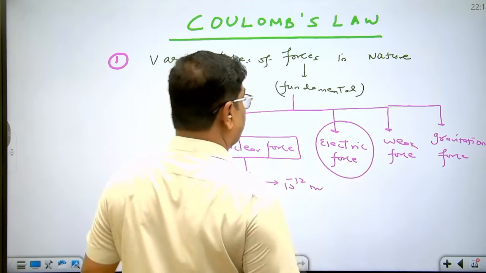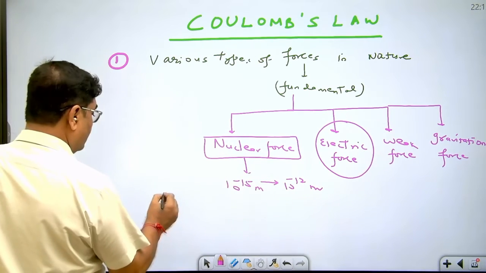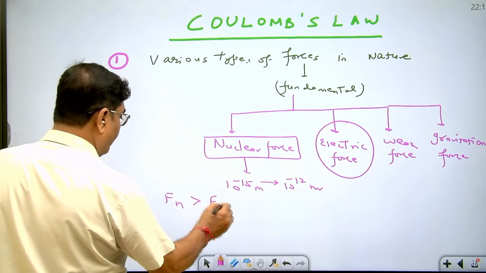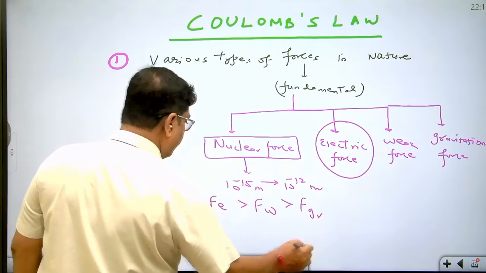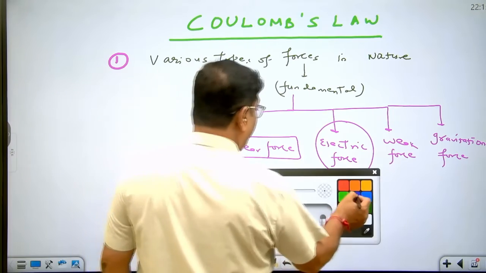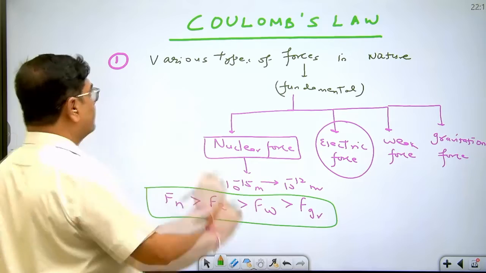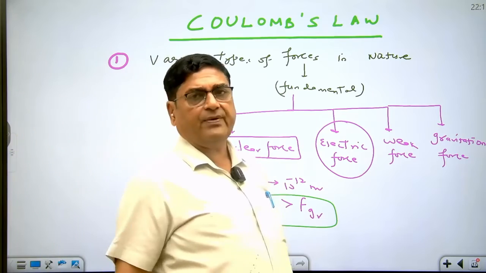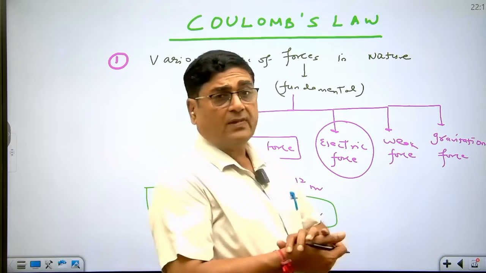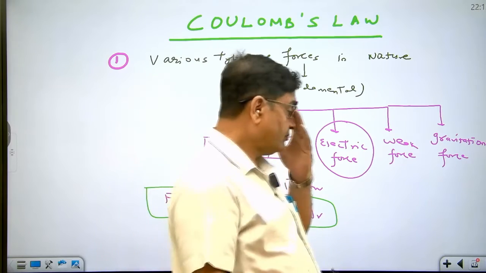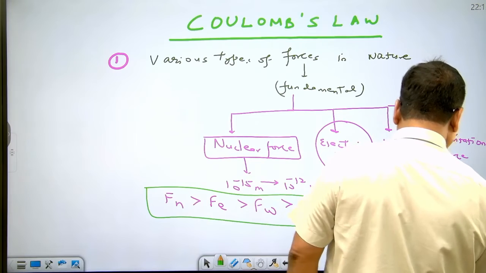And gravitational force is the least powerful force. If you make a comparison among the strengths, nuclear force is most powerful, then electric force, then weak force, then gravitational force. Gravitational force is the weakest among the four fundamental forces in nature. This is the brief comparison of the strength of the four fundamental forces. Now, Coulomb's force is a medium dependent force.